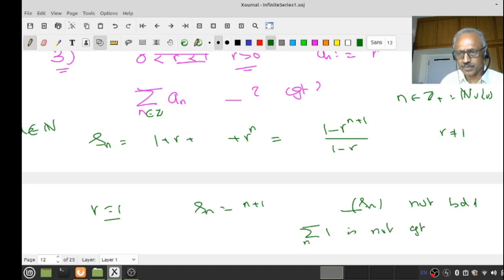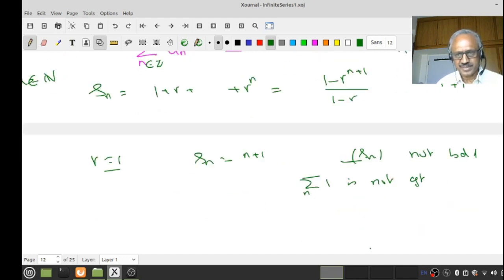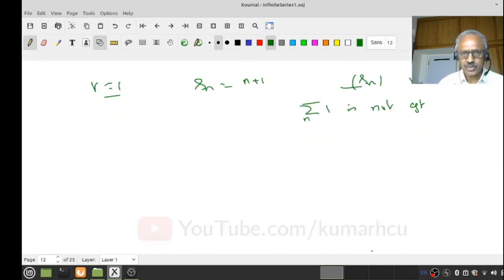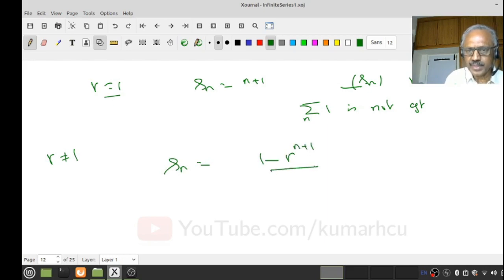And hence, this series, the constant series 1, is not convergent. This we already know. Because when r equal to 1, it becomes a series of constant terms, and we know it is not convergent. We had already seen it. I'm just giving a proof. So let me assume r is not equal to 1. Let me concentrate. So my Sn is going to be (1 minus r to the power n plus 1) by (1 minus r). Now I want to know whether this is convergent.